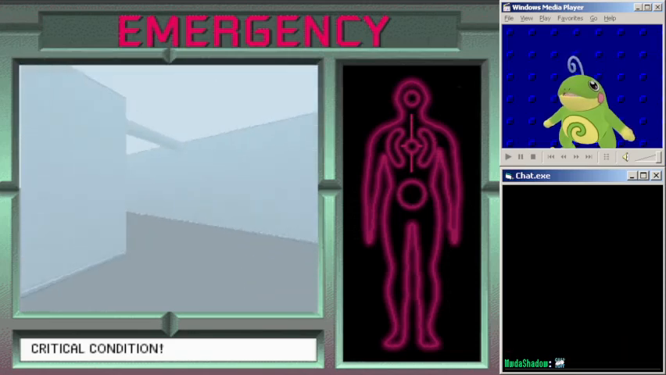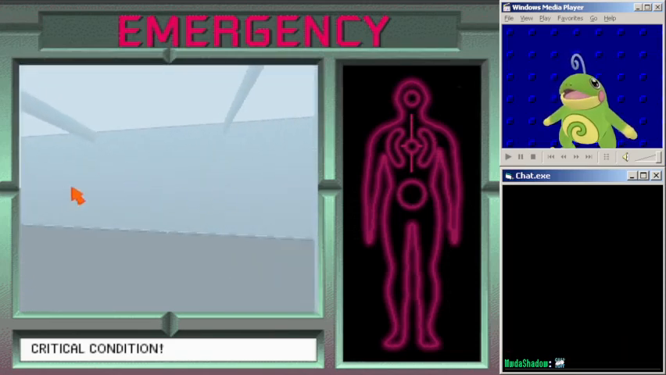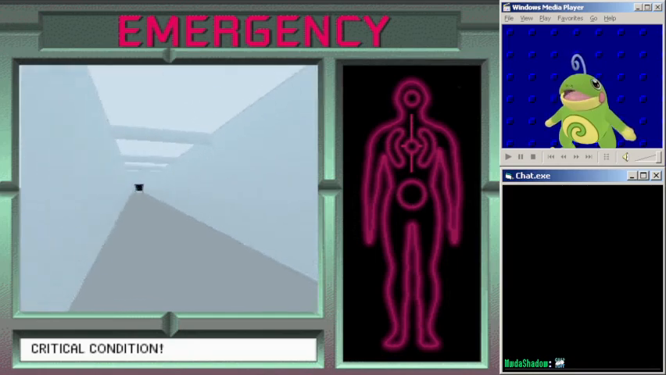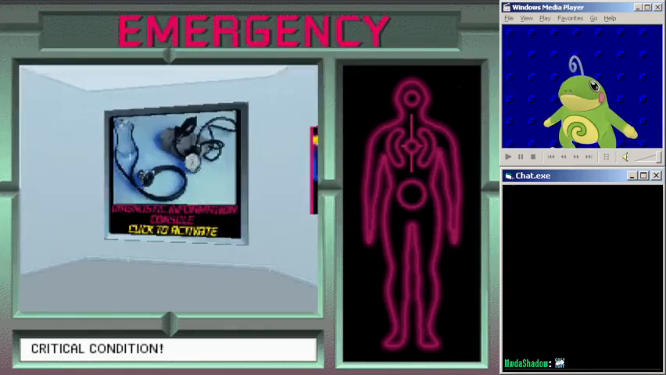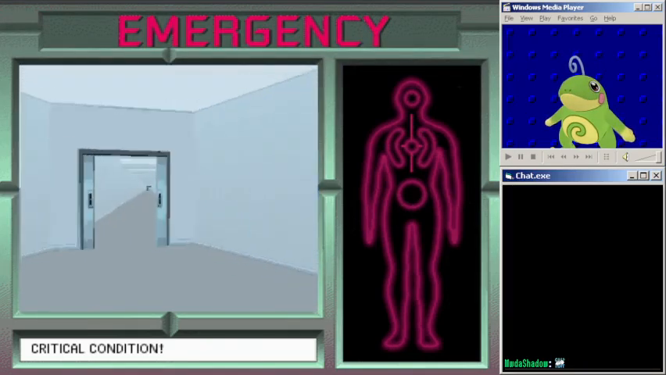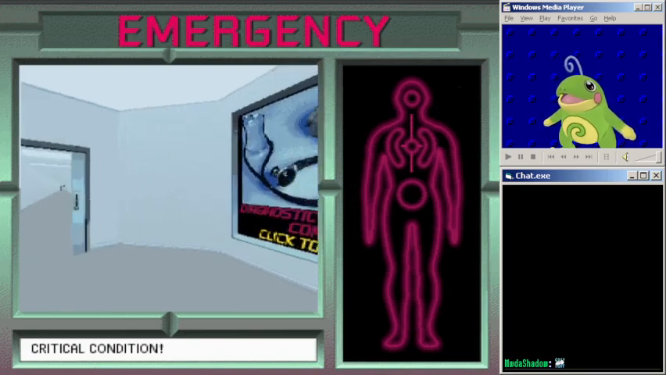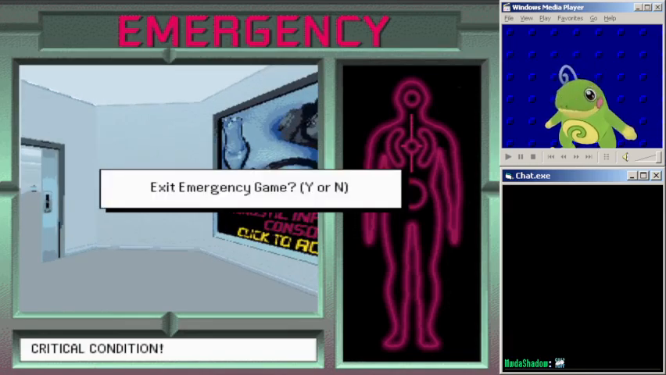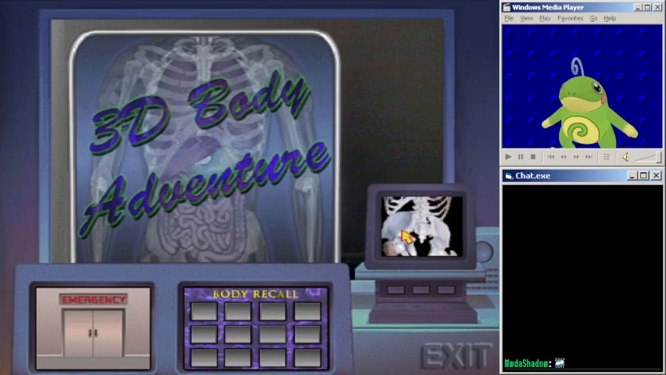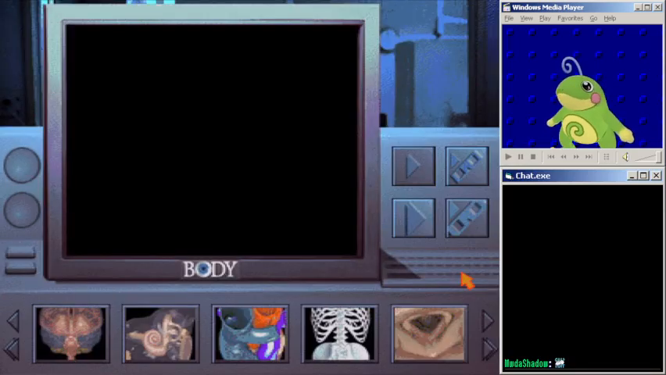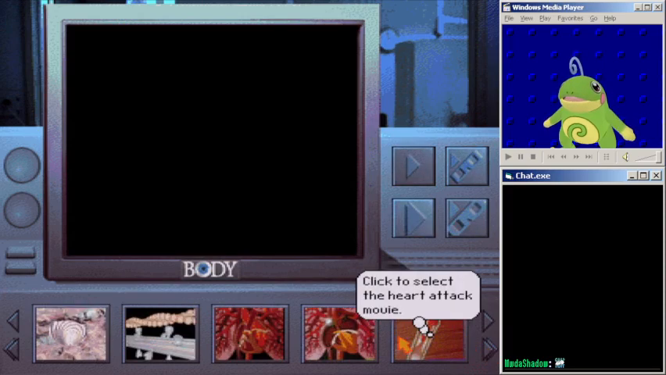Also I noticed this too on the way back. So I guess they realized people were getting lost in this hospital, so they added signs to the walls in the newer version to let you know which direction it was to everything. Oh, and I was walking all the way back here because in the other version it had the button you click on to go back, but in this one, escape will exit emergency game. 3D Body Theater. Ooh, to select a movie, dramatic. Click on one of the five movie icons displayed across the bottom of the screen. To play. Well, we already know what we want. We want the heart attack movie.